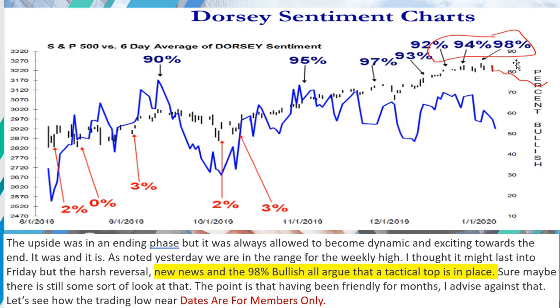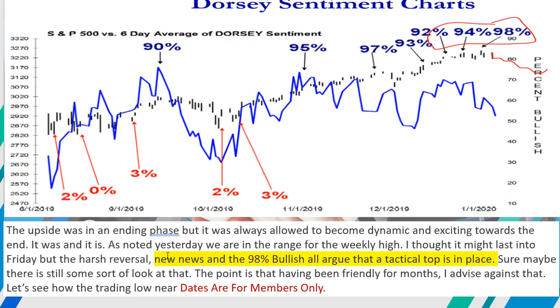You can see as we headed up here, everybody's bullish on this market, and this is what we put in our last report: that the upside was scheduled to be in its ending phase, and it was supposed to be in January. What happened was we had a harsh reversal on Friday, and we have new news as well as a 98% bullish reading. It all argues for a tactical top. Everybody's bullish on the market again, just as we were running into the time period that we were actually looking for a top, and that was coming all the way from November.